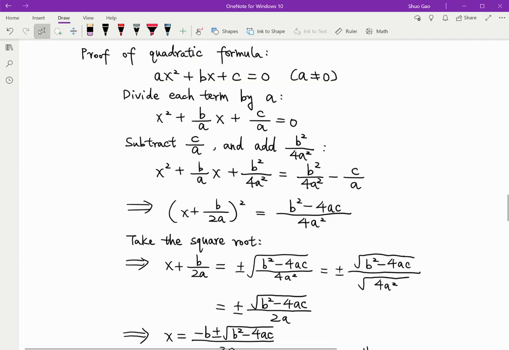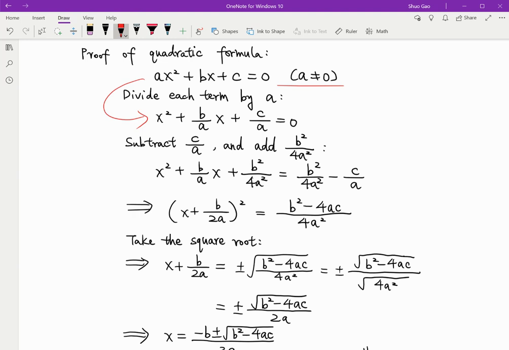So now let's look at how to prove the quadratic formula. Again, we have this equation here: ax squared plus bx plus c equals 0, and a is not 0. First we divide each term by a. So the left-hand side becomes this, right? All the terms are divided by a.